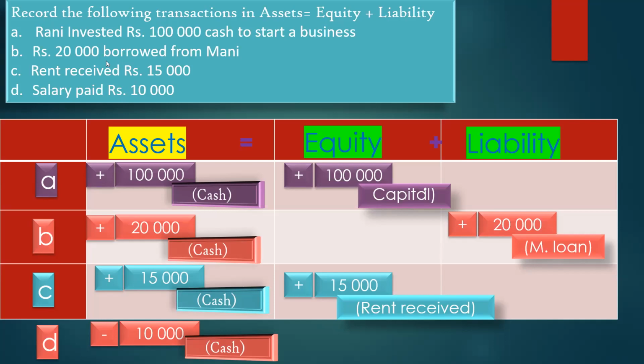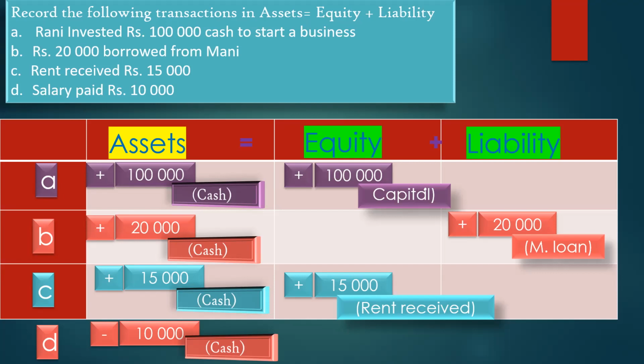Salary paid is an expense. Listen carefully. Do you have an expense column here? No. You have only 3 columns: asset, equity, liability. You don't have an expense column. You don't have an income column. You have no profit column.